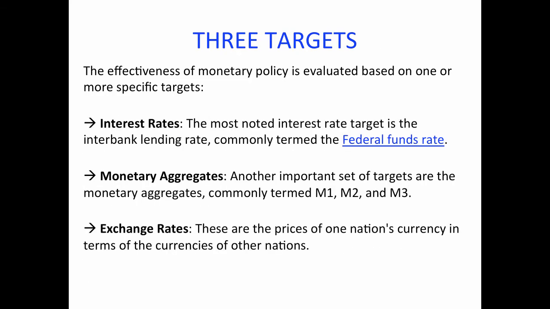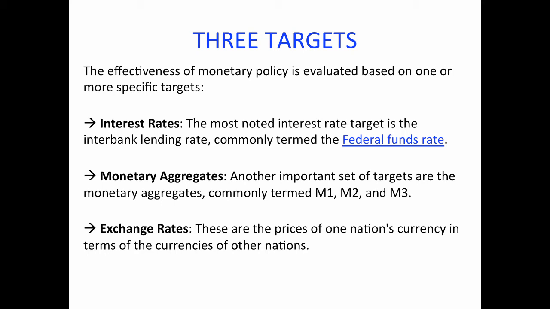Now, the Fed essentially has three targets that are used to evaluate the effectiveness of monetary policy. First, the federal funds rate, which is the interest rate at which banks borrow from each other. Second, monetary aggregates, which is basically a collection of M1, M2, and M3. And you can check Amosweb to see definitions of these M1, M2, and M3. And third, exchange rates, which are the prices of one nation's currency in terms of the currencies of other nations.